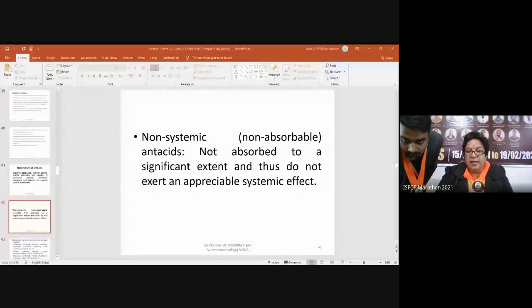What these non-systemic are, that they are not absorbed from the body. So ultimately, what will happen if they are not absorbed from the body? They will not lead to systemic alkalosis.